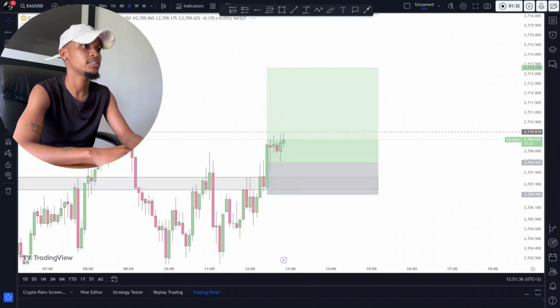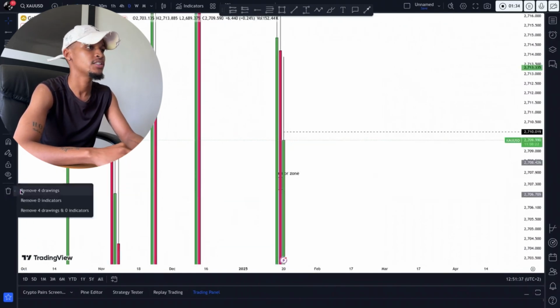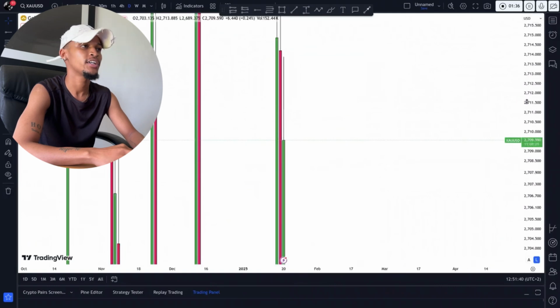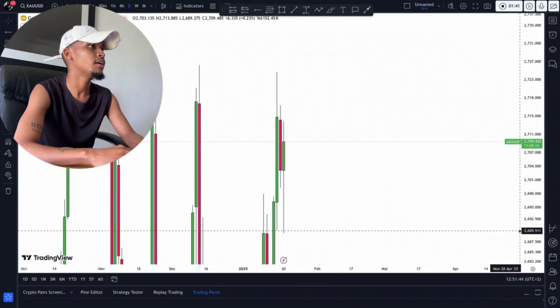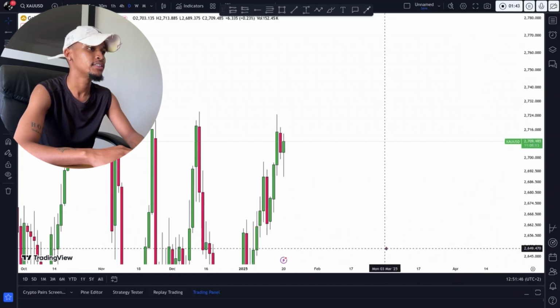Simplicity at its best. So let's start from the main thing, which is now our daily time frame. Looking at my daily time frame, today is a hard day. My mouse is not working. I don't know why, but let's get to the point.